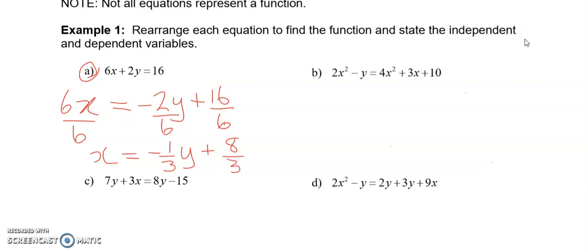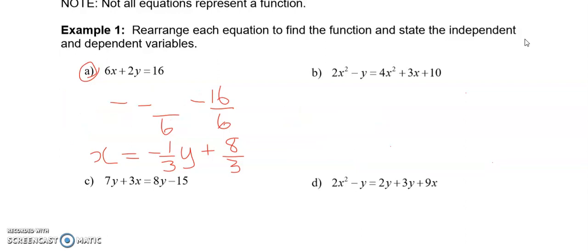But this, we say, is a function of y. Y is now the independent variable because of the way we've written the equation, and x is actually the dependent variable in this case. All right, so we were able to take that first one and write it in two different ways. Okay, now let's have a look at B.